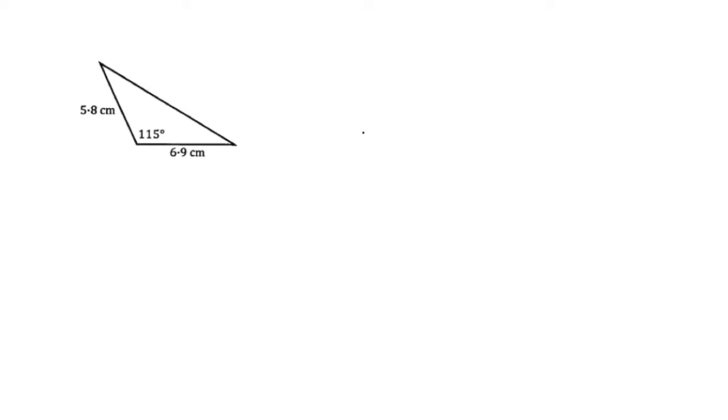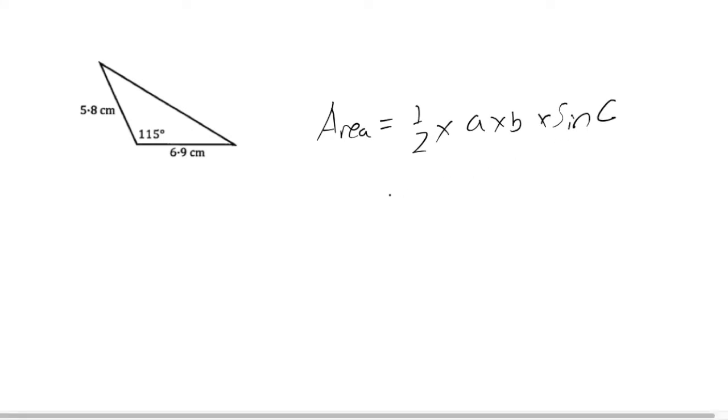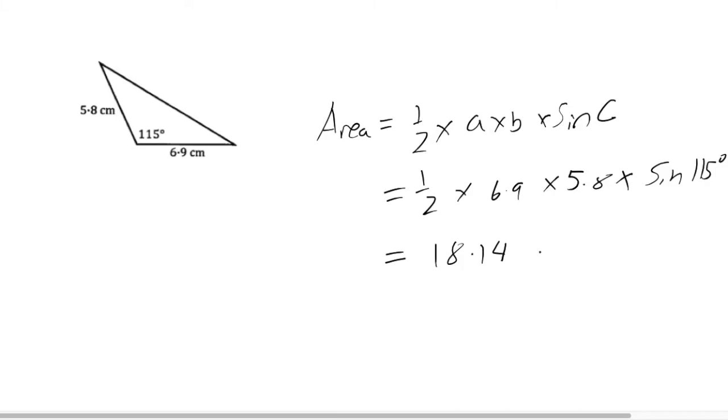So, in this example here, again, we're given two sides and an angle in between. So all we have to do is substitute the variables in our formula with these numbers. The formula was that the area is equal to half multiplied by side A, side B, and sine of the angle in between. In this case, it would be half multiplied by 6.9 multiplied by 5.8 multiplied by sine of 115, and that would give me an answer of 18.14 cm squared.